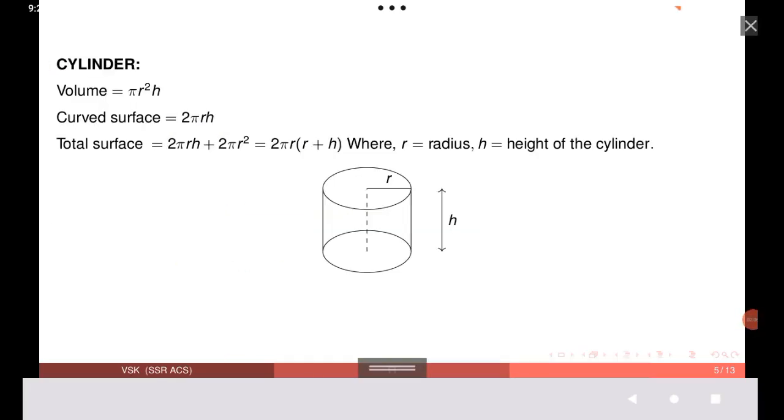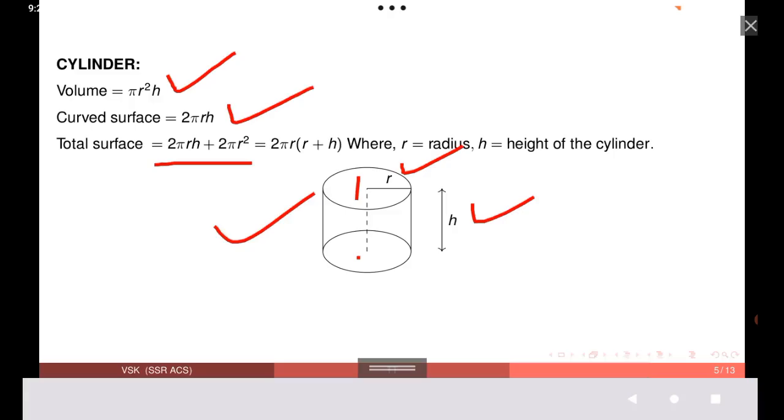Next is the cylinder. A cylinder is of this type. Here it has radius R and height H. The volume is given by pi r square H. The curved surface, that is not including these two sides, is given by 2 pi r H, and the total surface is given by 2 pi r H plus 2 pi r square, that is 2 pi r into (r plus H). In this way the total surface is given.